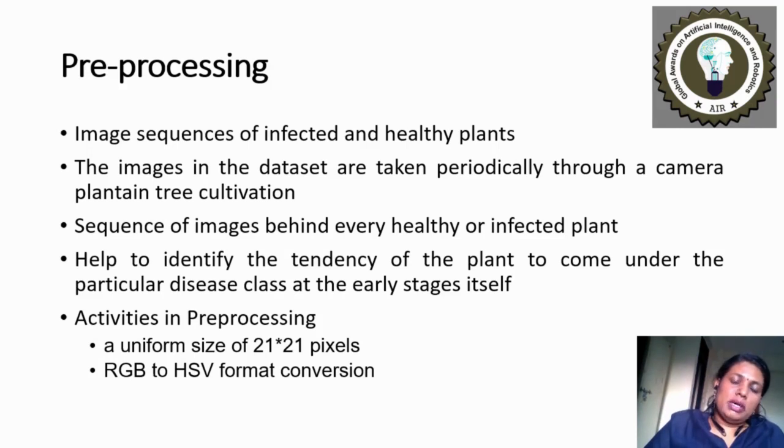As part of the pre-processing stage, we are converting the images of these sequences into a uniform size of 21 by 21 pixels, and we are converting the RGB images to HSV format because RGB images are somewhat noisier and image intensity separation will be difficult. That's why we are converting the images of our dataset into HSV format.